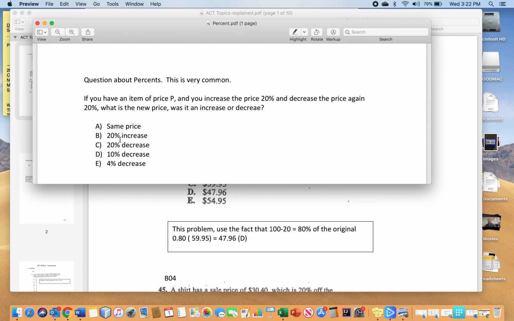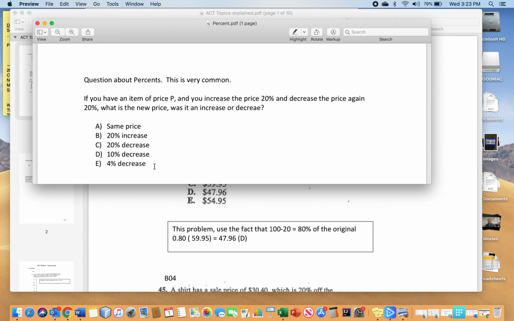And it's obviously not a 20% increase or decrease because you increase it and then decrease it. So it should be pretty close. So you may say, well, how is the answer E? The answer is E, 4%. So let me just make a number up. If it's $100 and you increase the price 20%, that'd be $120. But if you take 20% of 120, it is not the same number.